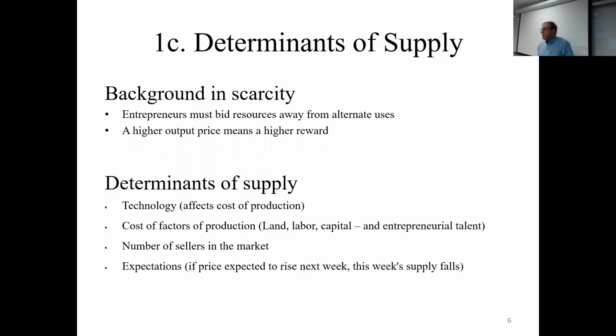And expectations, this is the flip side of the supply one. If the price is expected to go up next week, companies are going to hold off and leave the goods in their warehouse. And then next week, they'll bring it to the market when the price is higher. Strategic pricing. And then the final one with supply is legal rules.